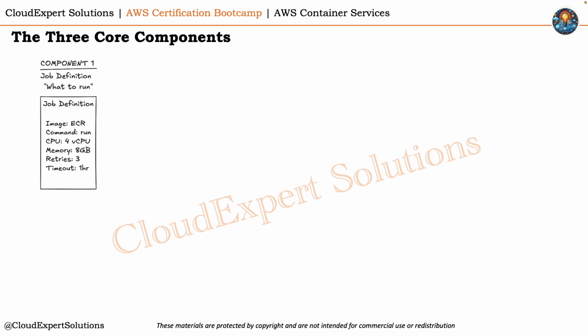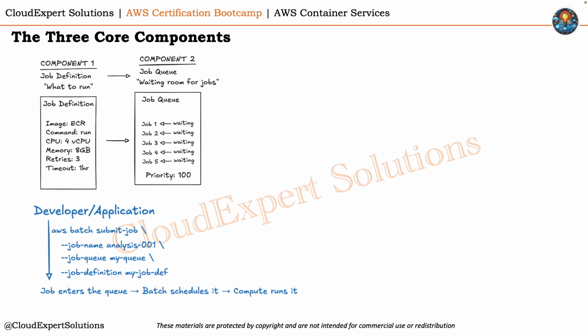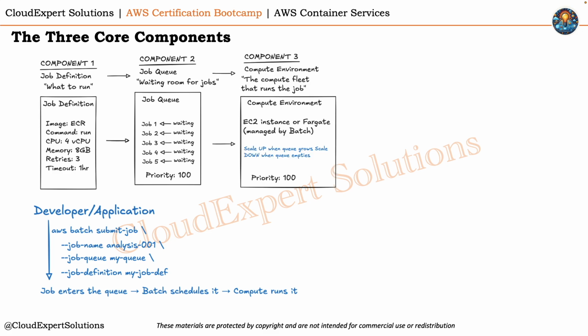You submit jobs to a job queue. This is the holding area where submitted jobs wait. Jobs have priorities. A higher number means a higher priority. A single compute environment can serve multiple queues and it will always schedule higher priority jobs first. Jobs can have dependencies. Maybe job 5 won't start until job 3 and job 4 complete. The compute environment picks up the jobs from the queue and runs them.